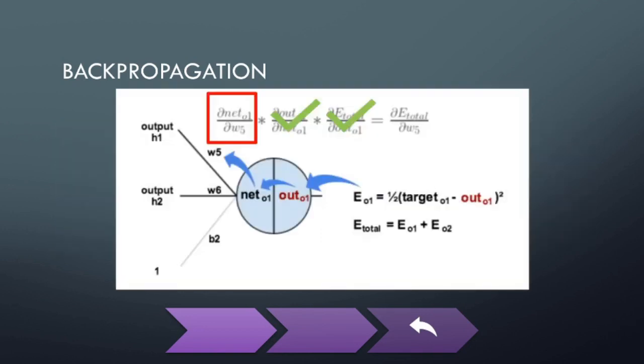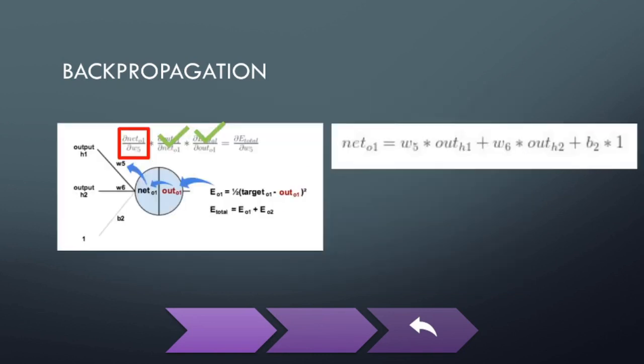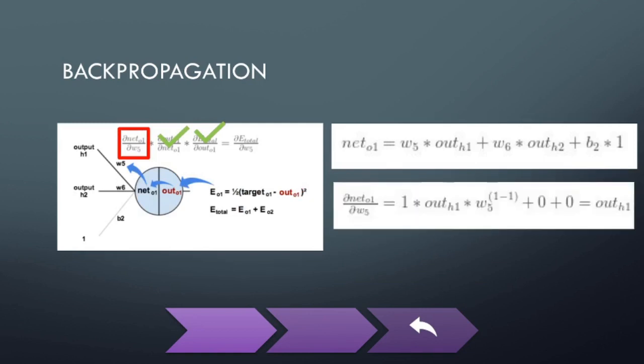So now we'll try to find the partial derivative of the output of the linear regressor on W5. The formula for net O1 is the following. It's really a simple line. If we take the partial derivative on W5, a lot of the variables in this line get removed, and we are left with simply out H1, the output of the first hidden neuron. So that's it for W5.